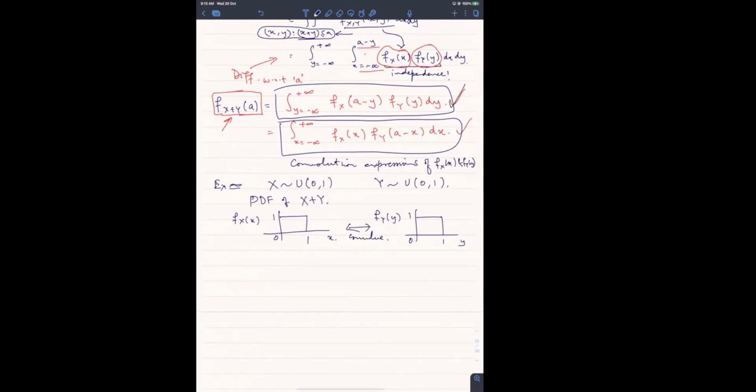इनको कन्वॉल्व हम ऐसे करेंगे, कि if Z is equal to X plus Y, then fZ of small z would be equal to the integral from minus infinity to plus infinity. या ये पहला वाला यूज कर लें या दूसरा वाला यूज कर लें, कोई सा भी यूज कर सकते हैं. This would be equal to fX, let's say मैं ये वाला यूज करता हूँ, first one, of z minus y into fY(y) dy.